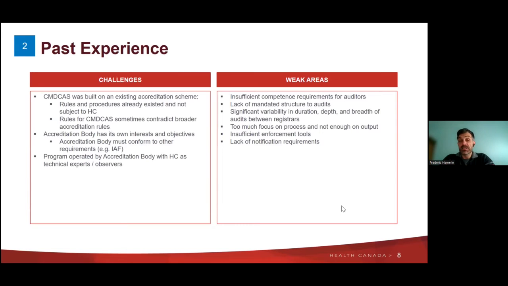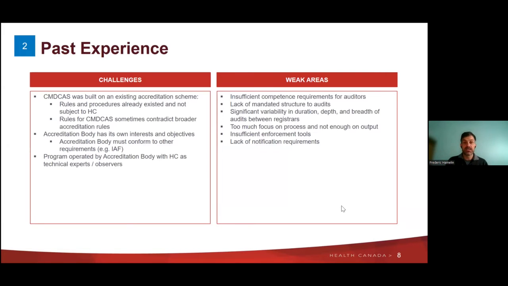So if we look at some of the challenges, as I mentioned earlier, the program was built on an existing accreditation scheme for voluntary quality management system certification, so the ISO 9001s and whatnot. The advantage of this was that 90% of what we needed already existed. It was already in place. We didn't have to recreate the wheel.